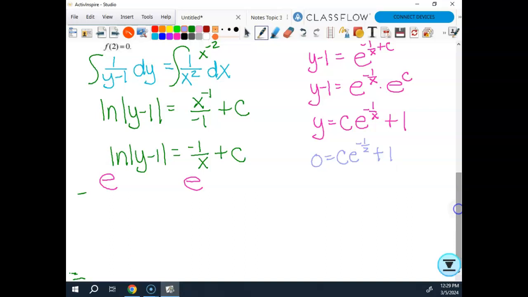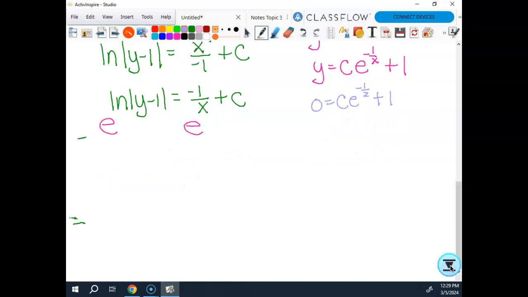Okay, trying to solve for c, yes? So I'm going to subtract 1. That's equal to c times e to the negative 1/2. So negative 1 over e to the negative 1/2 equals c. Now, could I fix that over there on the left? I could. Do I have to? No, I do not. So I would leave it like that so you don't mess up on a sign or an exponent. You with me on that? It's just safer, just leave it.